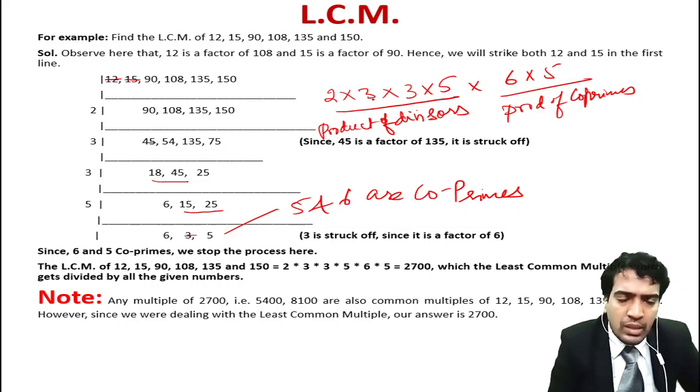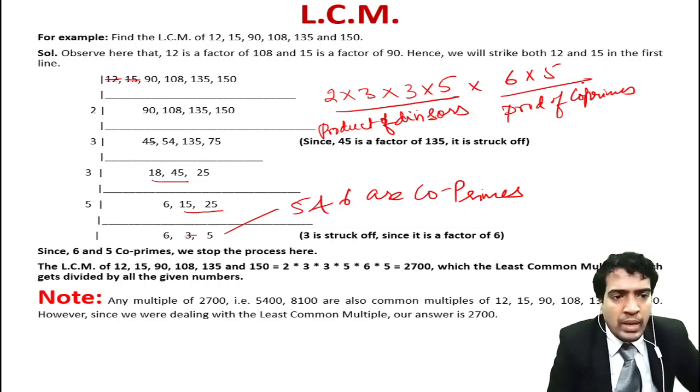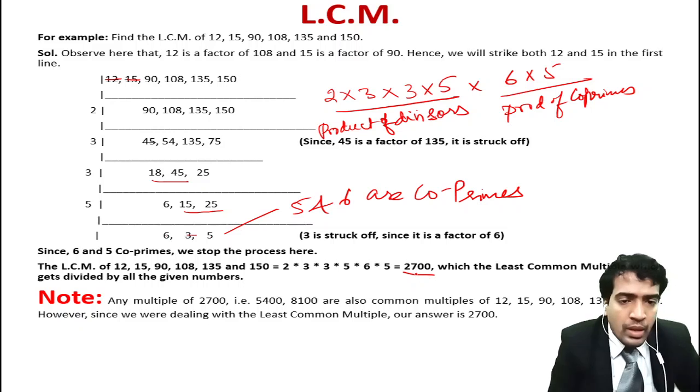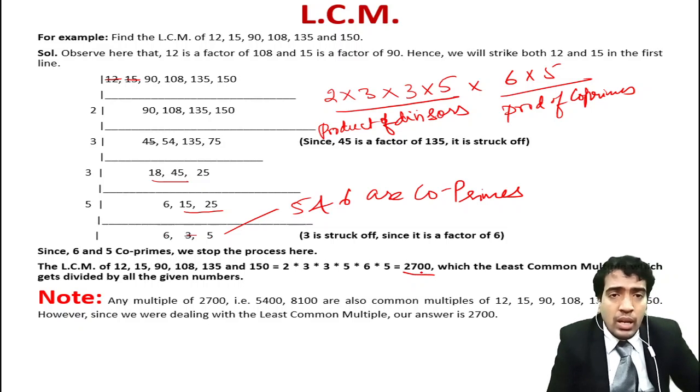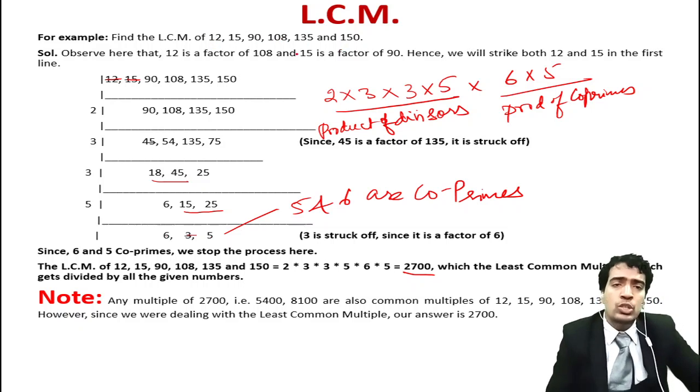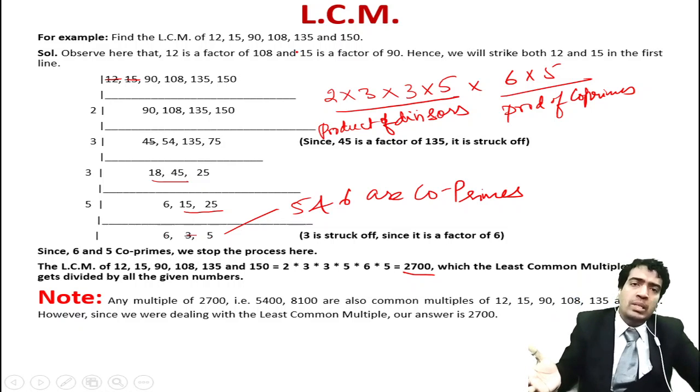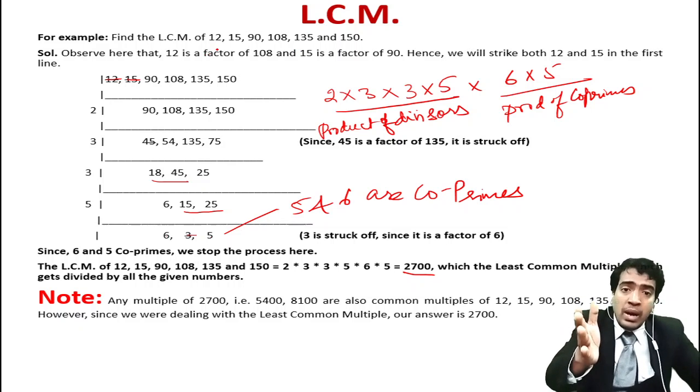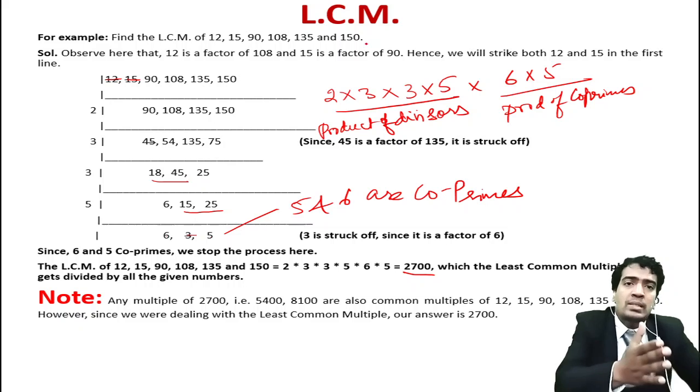2 3s are 6, 6 3s are 18, 18 5s are 90, 90 6s are 540, and 540 5s are 2700. So 2700 is the least common multiple that can be divided exactly by 12, 15, 18, 90, 108, 135, 150, which means there is no number less than 2700 that can get divided by all these numbers exactly.